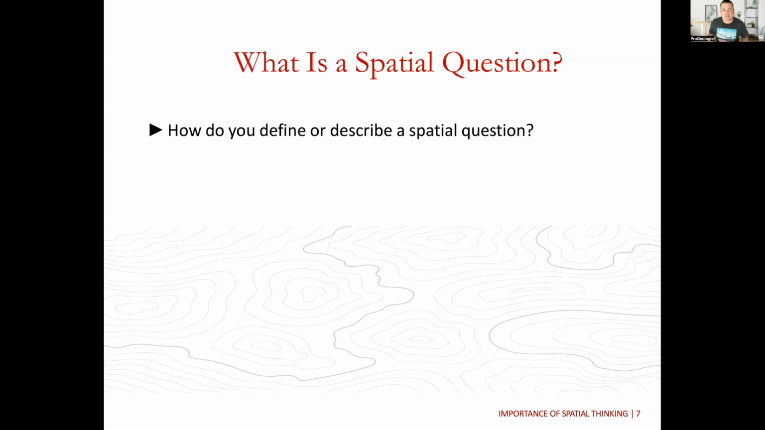What is a spatial question? How do you define or describe a spatial question? Essentially, what we're trying to ask here or define is, how am I addressing my question? What is it that I'm trying to ask? A spatial question is a type of inquiry that focuses on spatial relationships. It could be the arrangements or properties of objects, their locations, or phenomena both in the physical and/or abstract space. The other thing to consider is that these types of spatial questions are actually temporal questions as well.